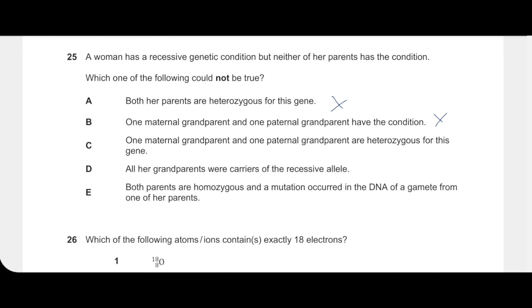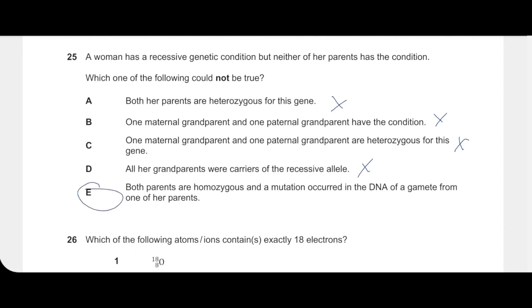And option C, one maternal grandparent and one paternal grandparent are heterozygous for this gene. Same logic applies again, really, so no. D, all her grandparents were carriers for this recessive allele. Totally possible. E, both her parents are homozygous and a mutation occurred in the DNA gamete for one of her parents. Not possible.